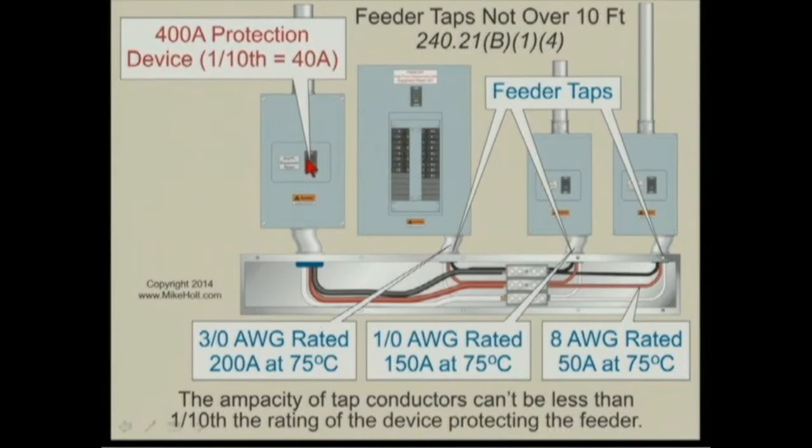All right. So we know it can't be less than 1/10, which means 8-gauge wire is the lowest tap on a 400 amp feeder. If I know the rating of this overcurrent device right here, let's say this device was rated 200 amps, then my tap conductors can't be less than 200 amps. And I'd go to the 75 degrees C column, and I believe 3/0 is rated 200 amperes. If this is rated 150, then it can't be less than 150. That would be 1/0 per Table 310.15(B)(16) at 75 degrees C.